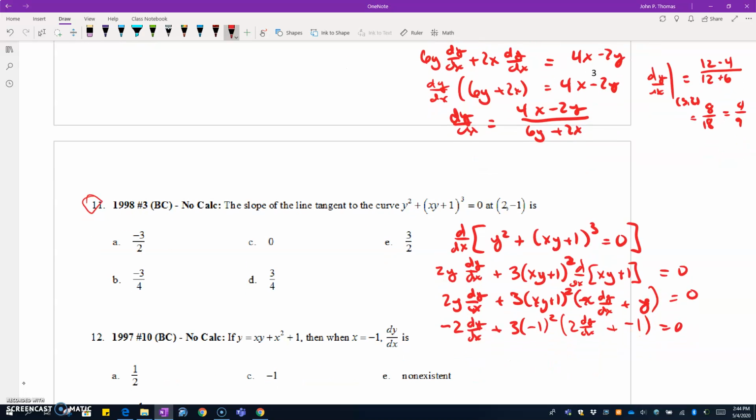So now I've got some solving to do. So I'm going to clean up just a little bit more. Negative 2 dy/dx, that's going to be a 3, and we can distribute that in. So I've got 6 dy/dx minus 3 equals 0. Alright, I'm going to add the 3 over. And I'm going to combine like terms, so I'm at 4 dy/dx. And then I'll divide, and that gives me dy/dx equals 3/4. Alright, so we got our answer choices. We've got a positive 3/4 there. Alright, so the correct answer on this one is D.